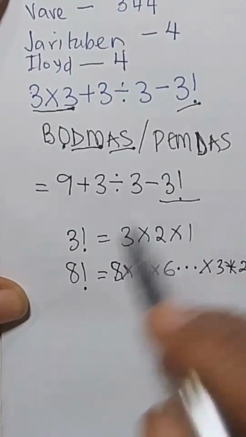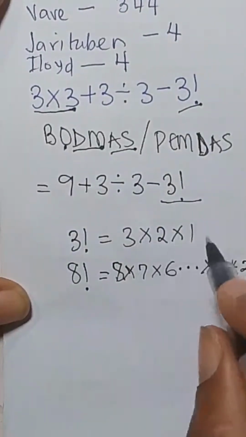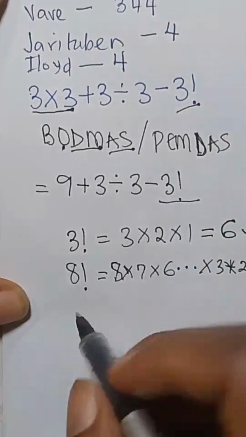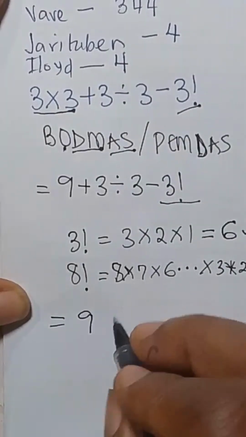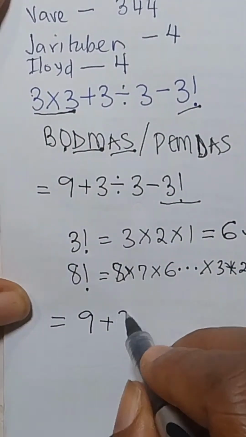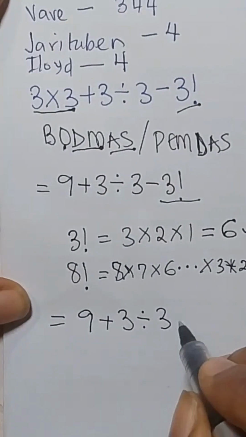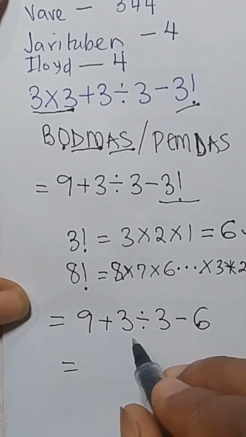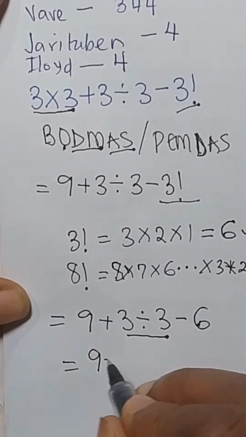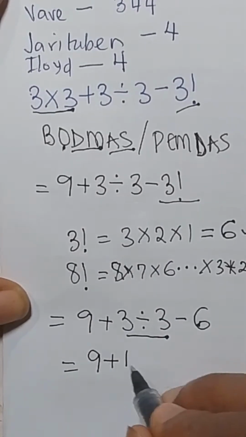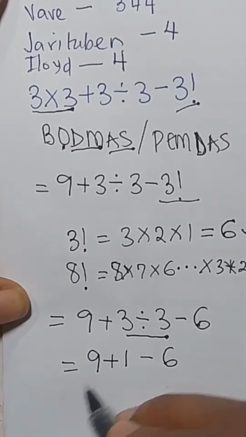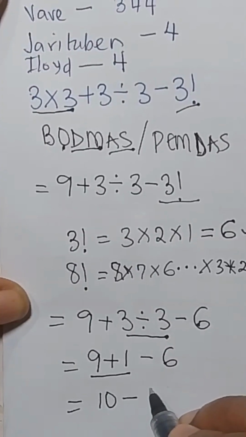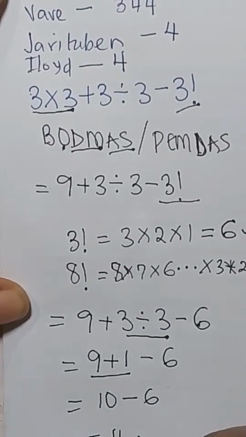So here we solve factorial first. 3 factorial is 3 times 2 times 1, and 3 times 2 is 6, 6 times 1 is 6. So that is 6. Now we will have 9 plus 3 divided by 3 minus 6. 3 factorial is equal to 6. Then the next thing we do is divide. So we have 9 plus 3 divided by 3 is 1, minus 6. And the next thing we'll add: 9 plus 1 is 10, and 10 minus 6 is 4. So the answer to this question is 4.